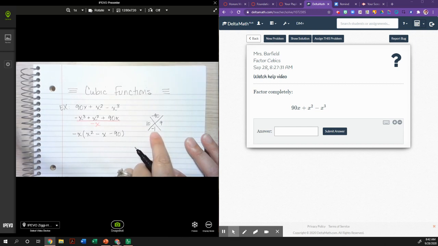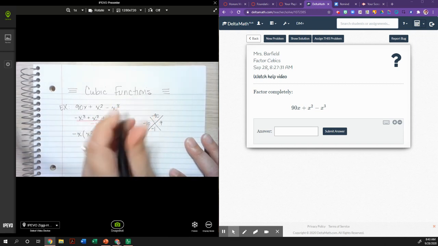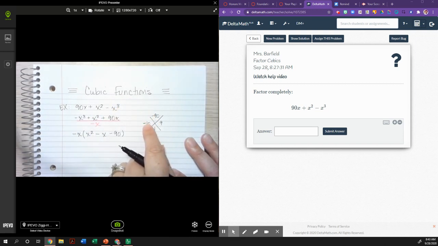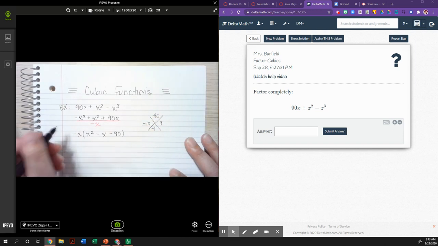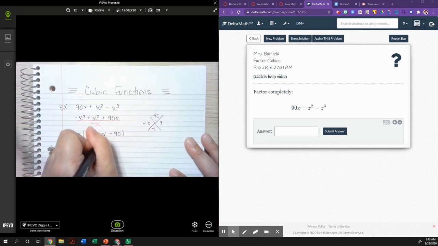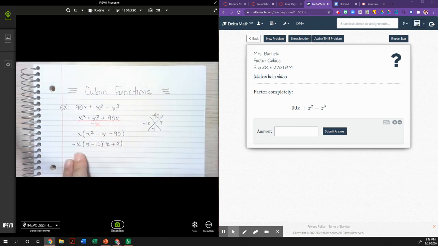Now to get a negative 1 and to get a negative 90, one of these needs to be negative. So it's going to be negative 10. So negative 10 times 9 is negative 90, and negative 10 plus 9 gives me negative 1. So I'm going to recopy the GCF, negative x, and then now I can factor this to x minus 10, x plus 9, and that has been factored completely.